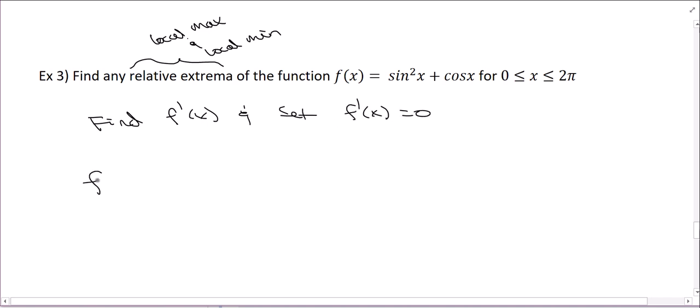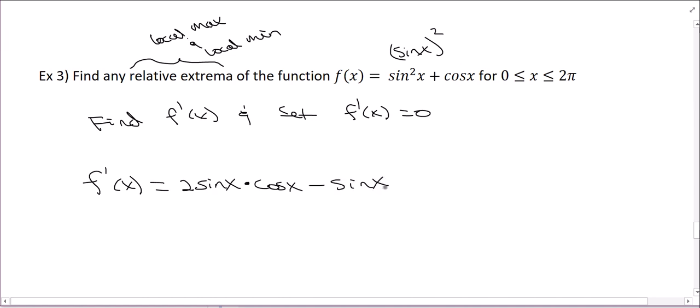So let's find the derivative. F prime of x here: sine squared x, I can write that as sine x quantity squared. Or you can say sine x times sine x. I'm going to write it as sine x quantity squared so I can use the chain rule, instead of the product rule. So with the chain rule, bring the 2 down, so it's 2 sine x, the inside left alone, times the derivative of the inside, which is cosine, plus the derivative of cosine, which is negative sine, so really minus sine x.